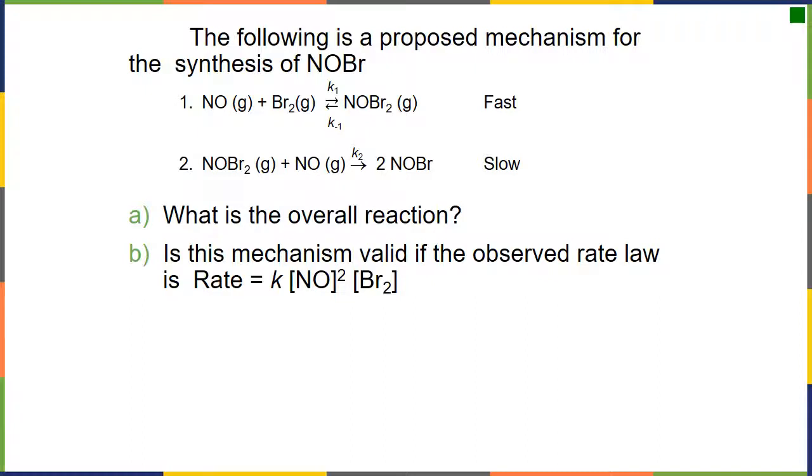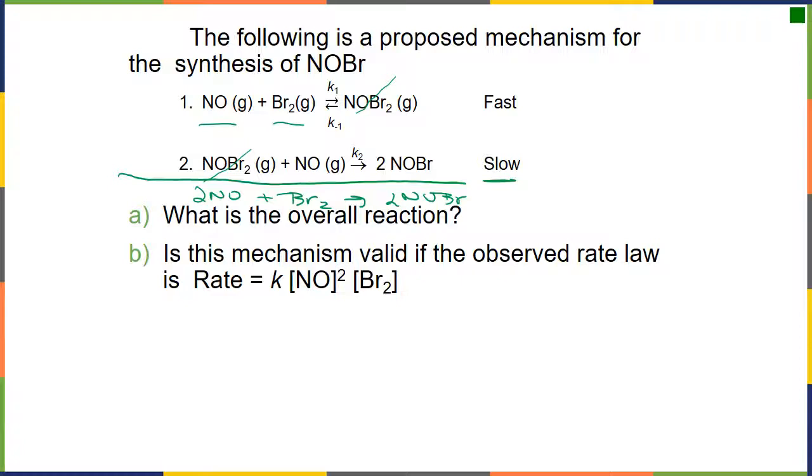All right, let's do another one. We have a fast step that is at equilibrium, and we have a slow step. So we've been asked a few things. One, what is our overall reaction? Well, our overall reaction is we're going to add them up. We're going to realize that NOBr2 is an intermediate, and our overall reaction is going to be 2 NO plus a Br2, just adding this up, goes into 2 NOBr.